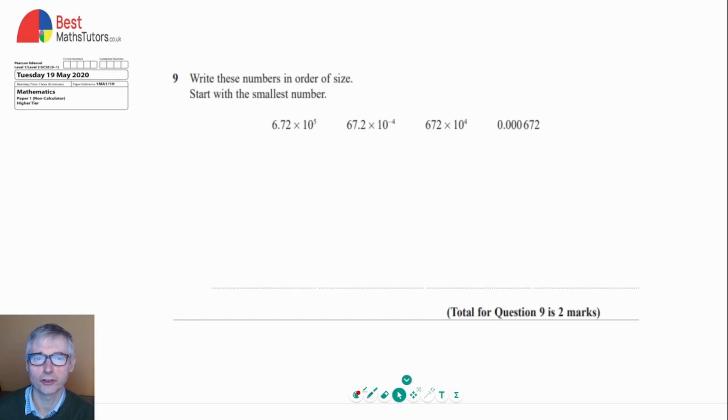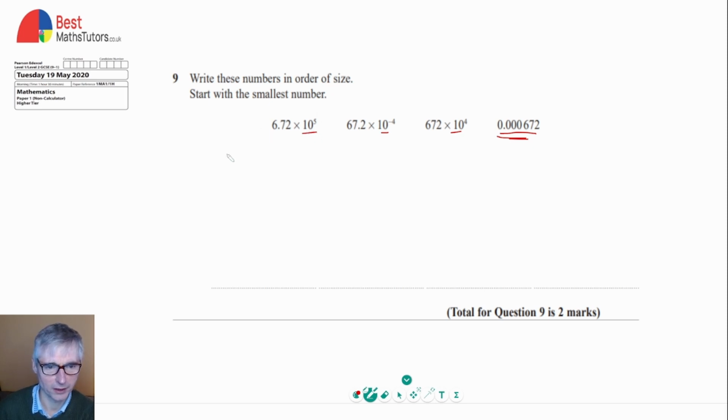I'm continuing to look at the Edexcel GCSE Maths Higher Tier Paper 1 from May 2020. This is question 9 and it's a question about ordering numbers. So in order to do this, what we're going to need to do is write them all in the same way. Times by 10 to the 5, this first one is actually in standard form.